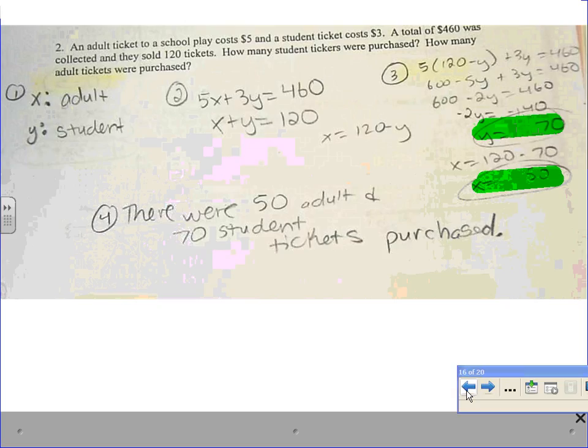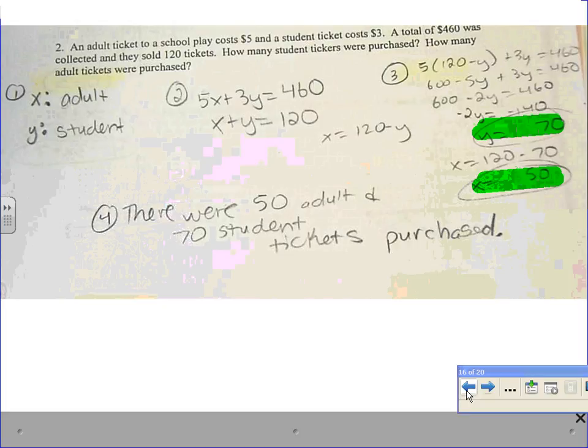Good. Number 2 is 50 and 70. So there were 50 adult tickets and 70 student tickets. X was adult tickets, Y was student tickets. The equations were 5X plus 3Y equals 460, and X plus Y equals 120.